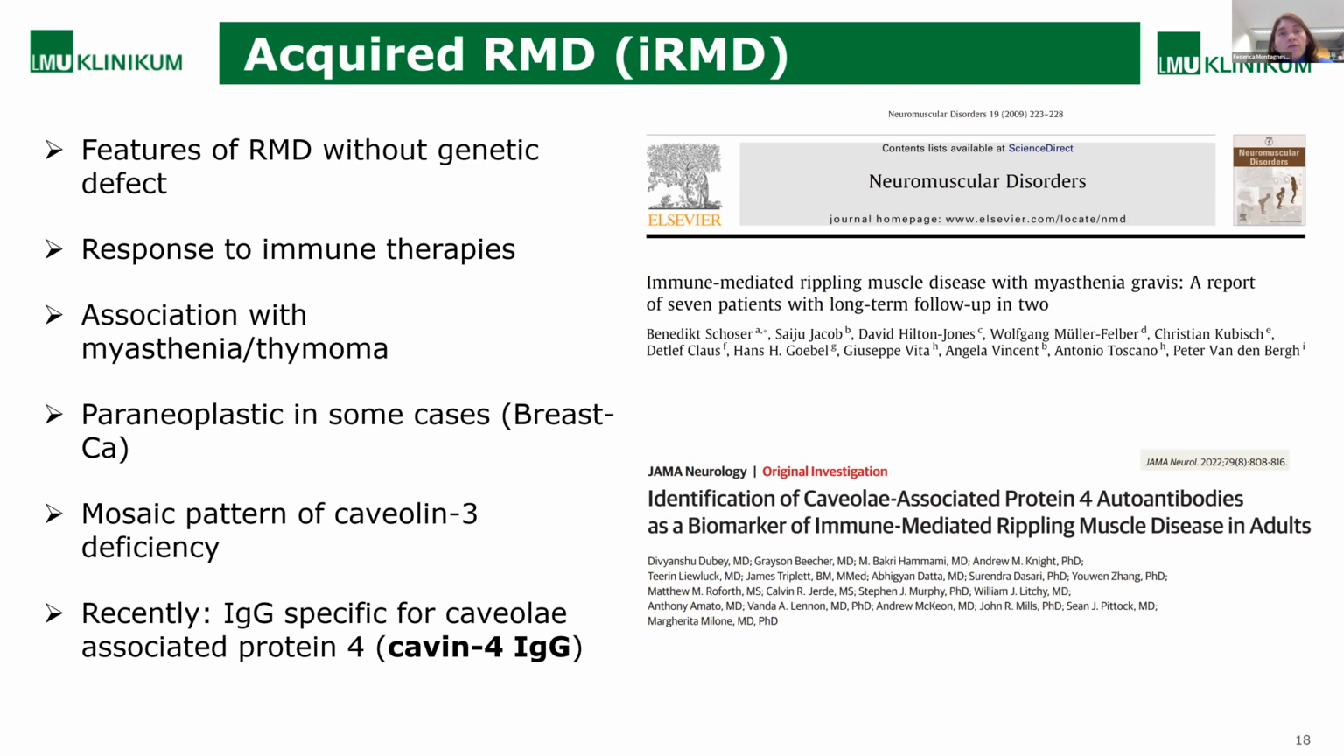We also have some acquired forms of rippling muscle, which are long known. The first cases have been described, for example, in association with myasthenia or with thymoma, and there were some hints pointing toward an immune-mediated genesis, as for example the lack of an association with a genetic mutation, and the good response in some cases to immune therapies. Only recently, the antibodies which seem to be causative of this acquired rippling muscle disease have been discovered by the group of Margherita Milone, and these are known as CAVIN4 IgG, which can be assessed in patients with suspected acquired rippling muscle disease.